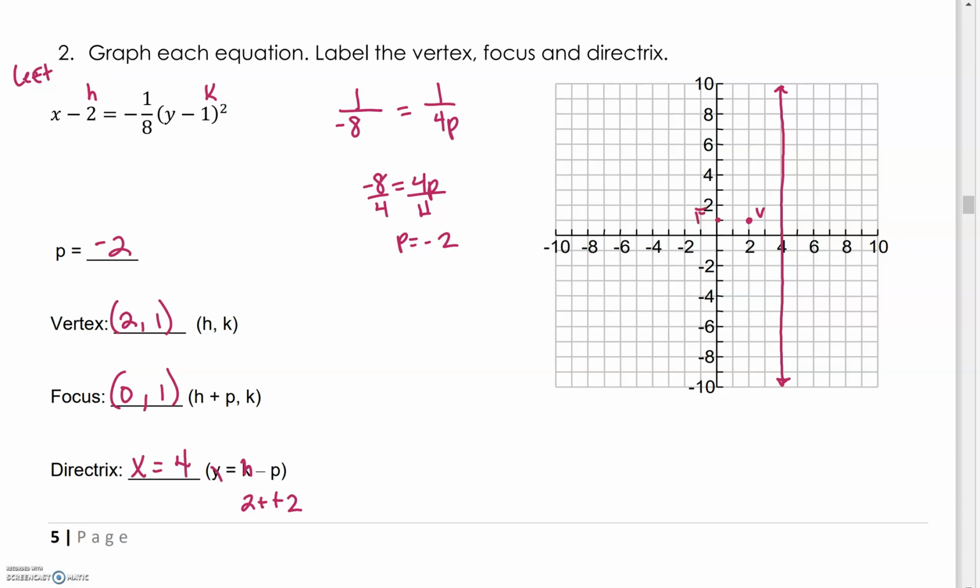And then we're going to draw our parabola. Again, opening to the left. There we go.